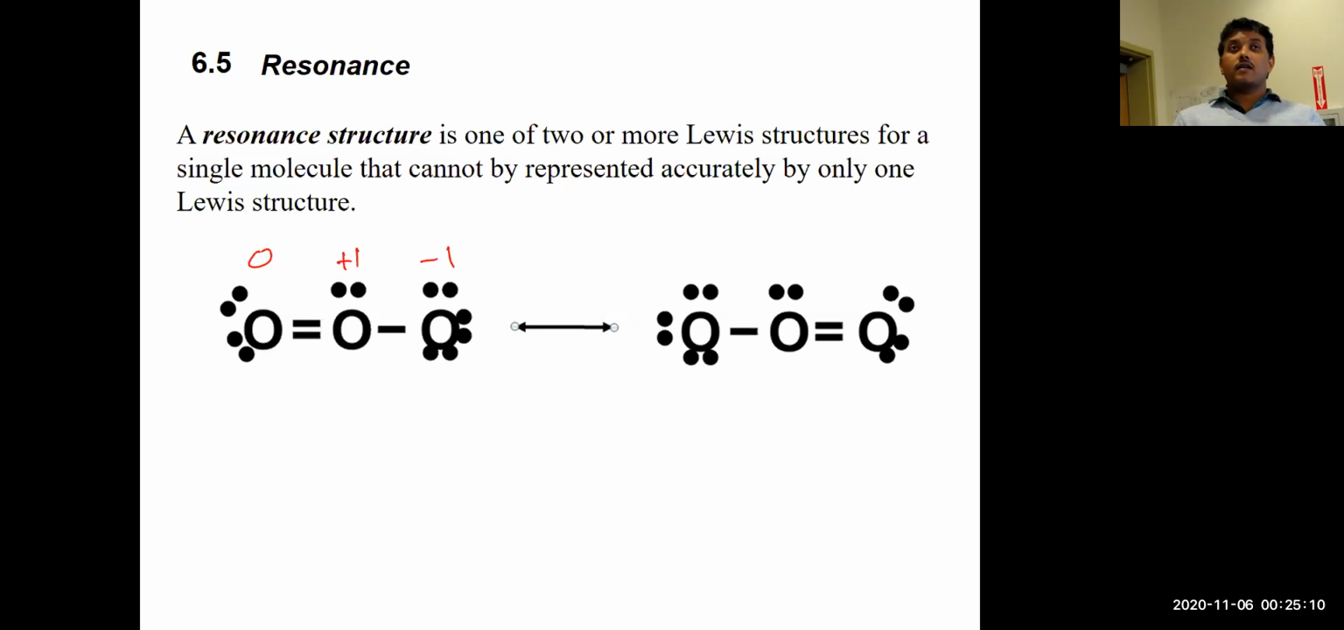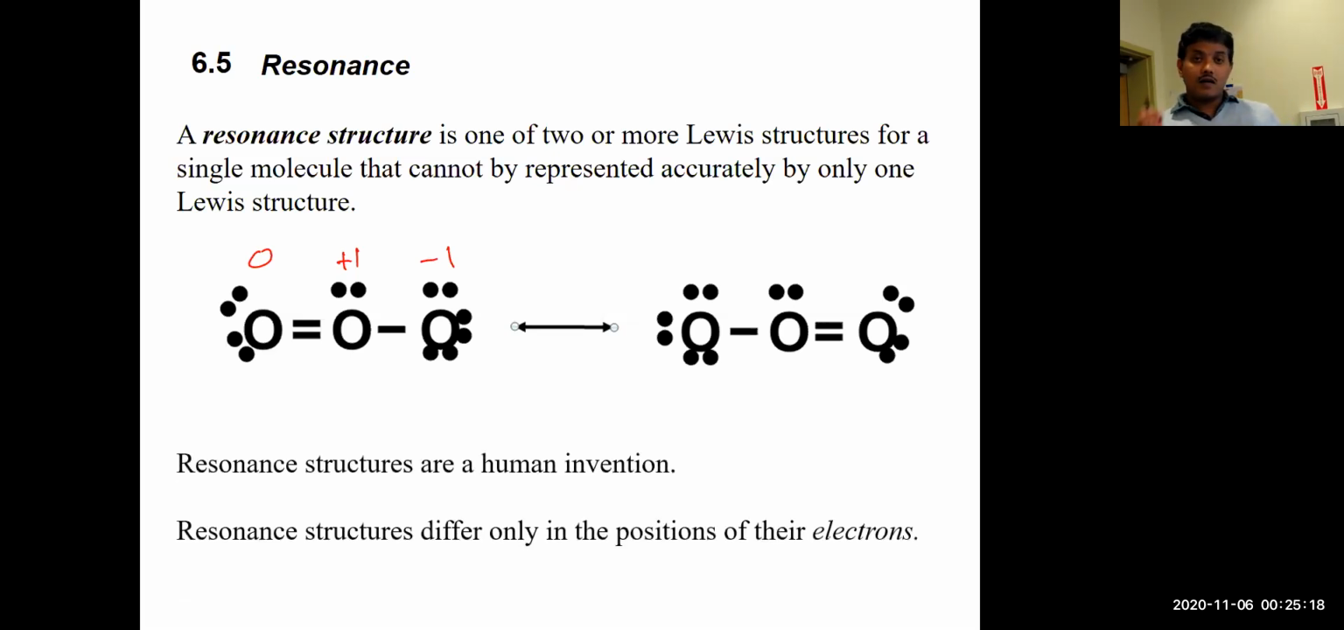Also, when you try to chemically identify, literally you cannot pinpoint which oxygen is holding the negative charge and which oxygen is holding the zero charge. So we come up with the explanation of resonance structures: a resonance structure is one that delocalizes the electrons. Resonance structures differ only in the positions of their electrons.